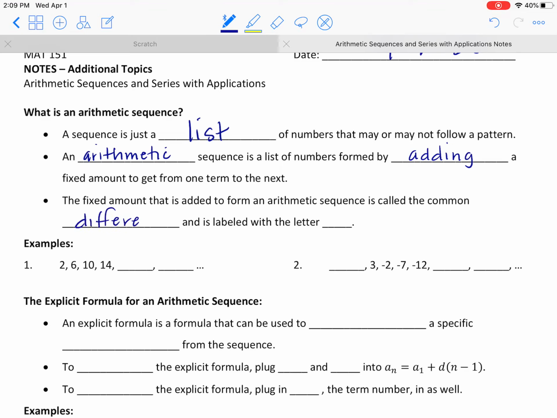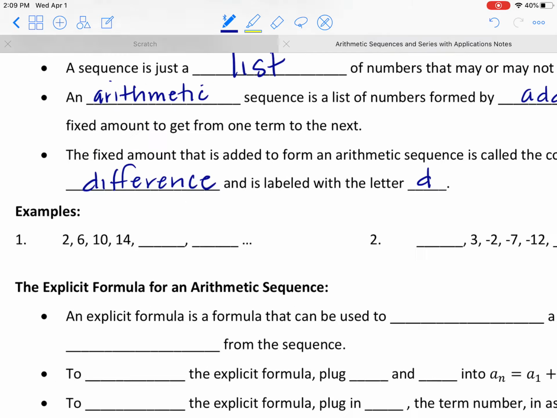And the fixed amount that we add, again, or subtract to form our arithmetic sequence is called a common difference, which is the same difference that we find from one number to the next. And we use the letter D to represent that common difference.